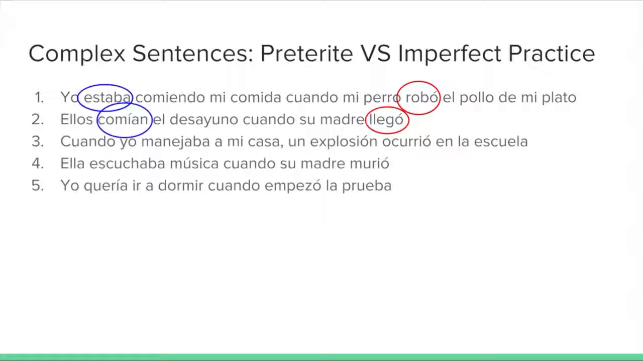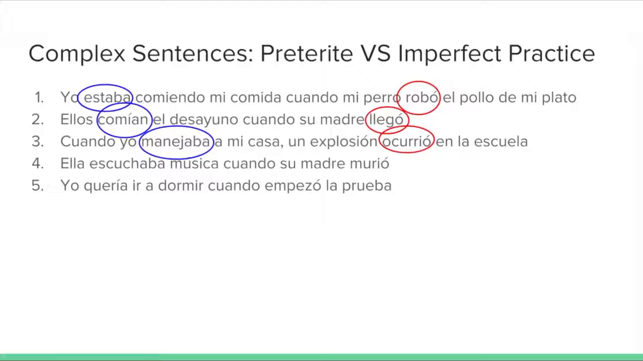Third sentence, "cuando yo manejaba a mi casa, una explosión ocurrió en la escuela." So when I was driving to my house, an explosion occurred at school. "Manejaba" would be the imperfect. "Ocurrió" would be the preterite. This is because the explosion occurred at a certain moment. But then I was driving, which was ongoing, and the explosion didn't interrupt my driving, but it happened at that one certain moment while I was driving.